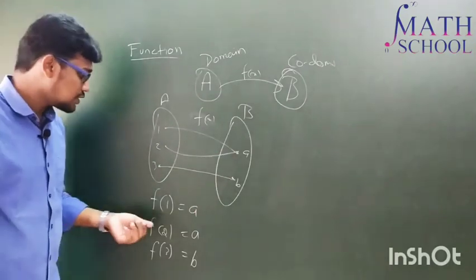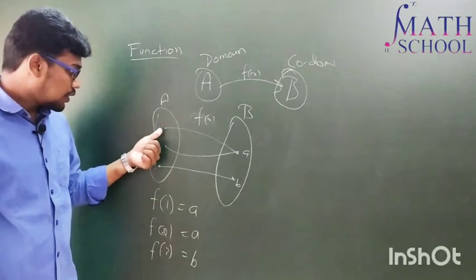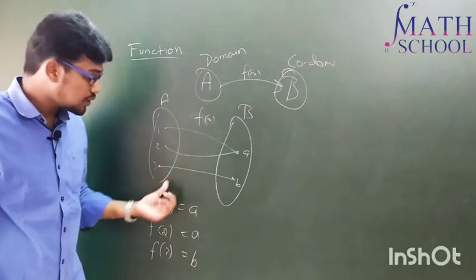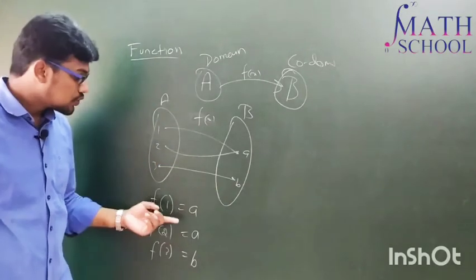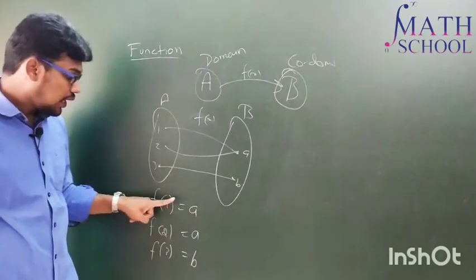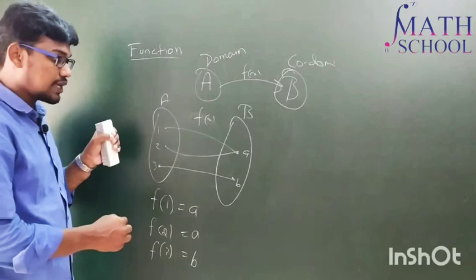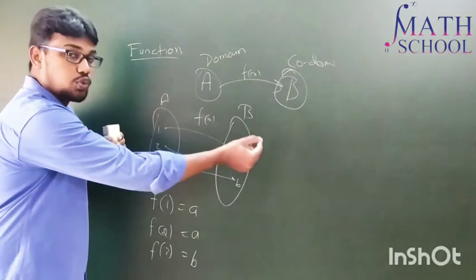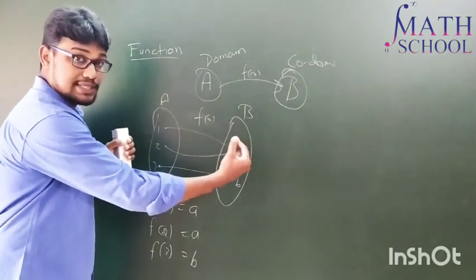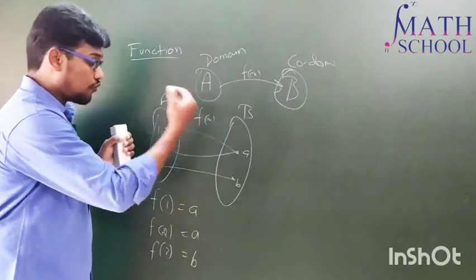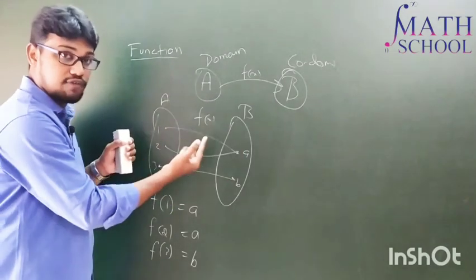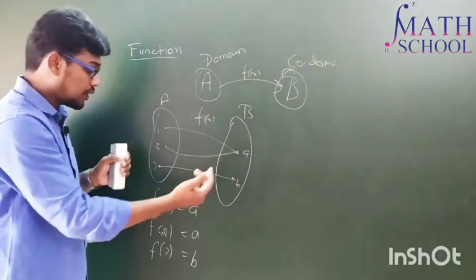What do we mean by image? For example, 1 is the input, f of 1 is the output. What is f of 1? f of 1 is equal to A. So then I can say A is the image of 1 under f. 1 is here, A is here, f takes my 1 to A. So I can say this A is the image of 1 under f, because f only takes 1 to A.